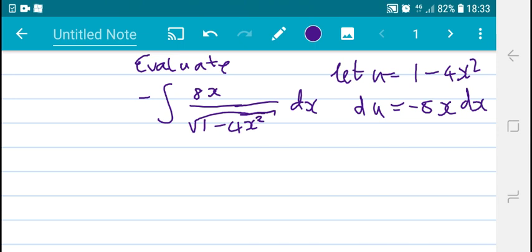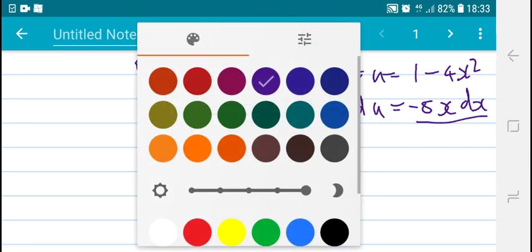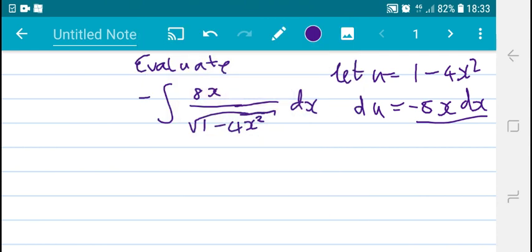And we find that we already have minus 8x dx in the actual integrand, and hence we simply substitute for our values here. We get the following. Now the denominator we said was the square root of u, since 1 minus 4x squared is u, and then minus 8x dx. This represents our du, and this is what we have to evaluate.